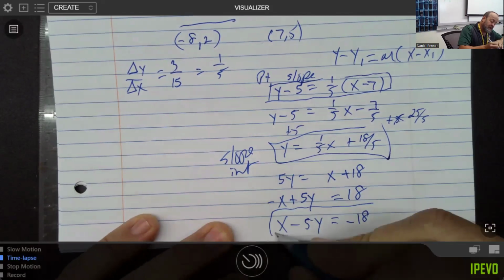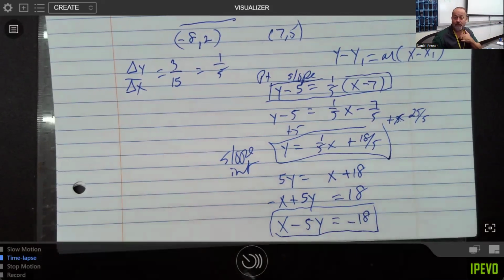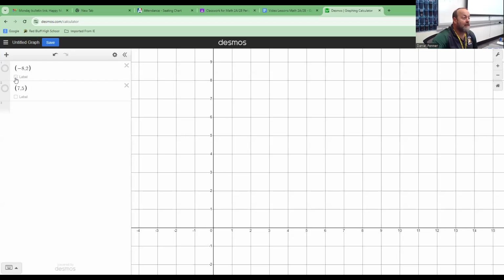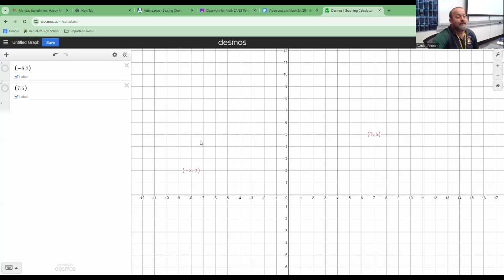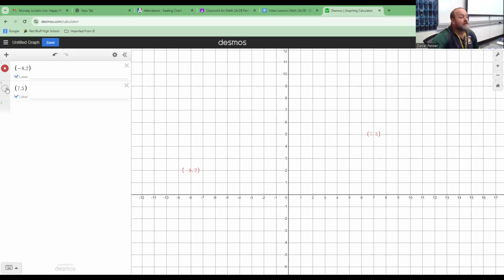Now, it shouldn't be a terribly difficult thing to do, but we've done a fair bit of math. So again, I'm really encouraging you to go back and take a look and make sure that you have not made any mistakes. So I already have this problem ready to go in Desmos. I have my two coordinates, -8, 2, and 7, 5. Let's see, there they are. Let's label those things. Nice.